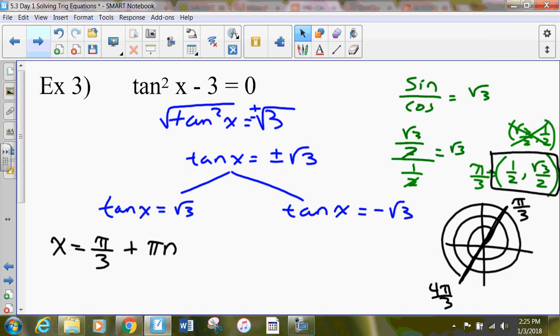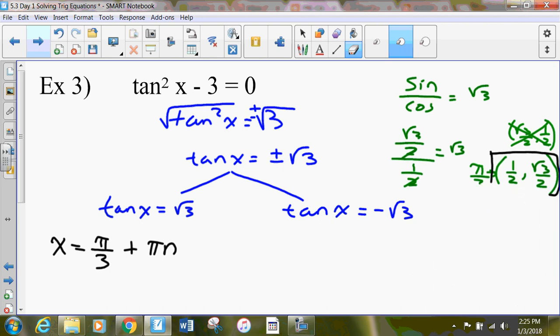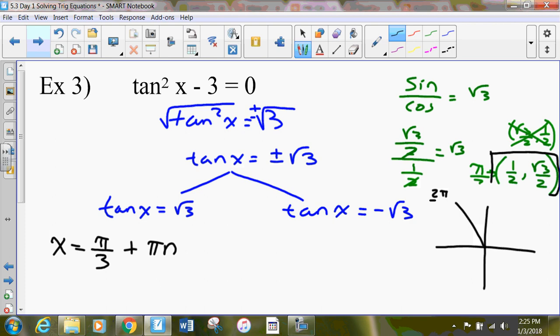All right, let's talk about what happens when tan is equal to negative root 3. Well, we still know it's going to be part of the pi over 3 bow tie, but it's going to be negative. So where's tan negative? Tan is negative right here at 2 pi over 3, and it's negative right here at 5 pi over 3.